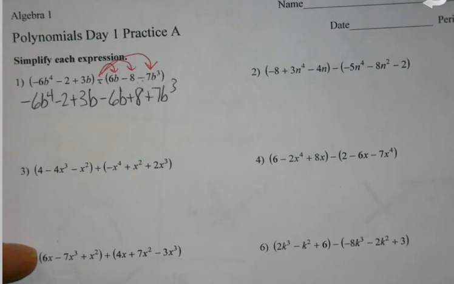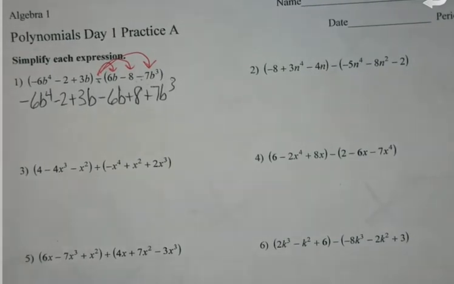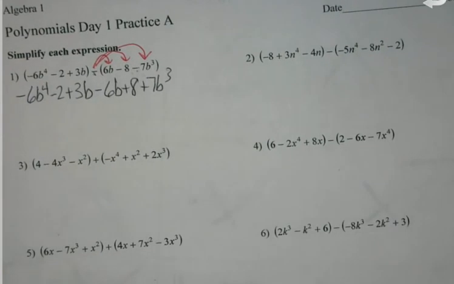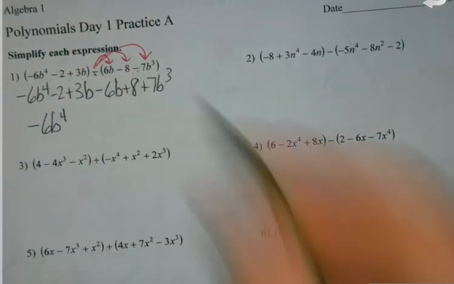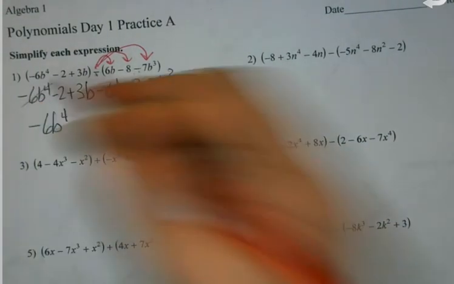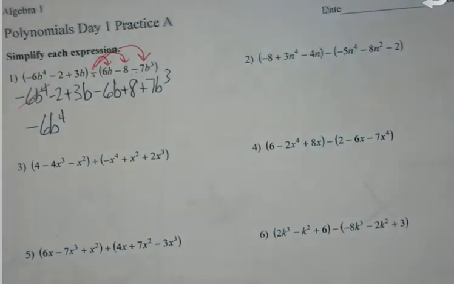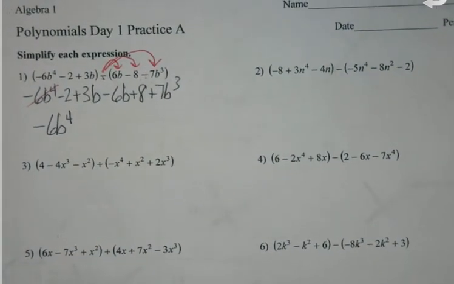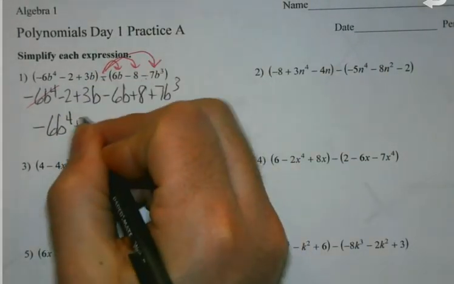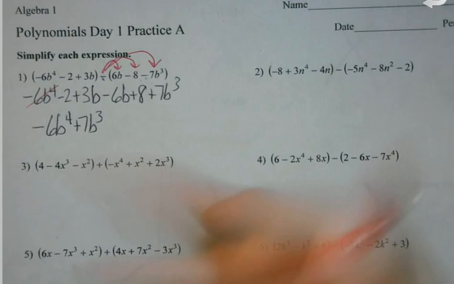Because now, once I've distributed that through, now I got to go through and start figuring out what goes first, what goes second. Remember, look for your largest degree, your biggest exponent. So which term's got the biggest exponent? Yeah, negative 6b to the 4th. Okay, I've only got one of those, so I'll kind of cross that out as I use it. Which one would come next? Yeah, my third. So plus 7b to the 3rd.